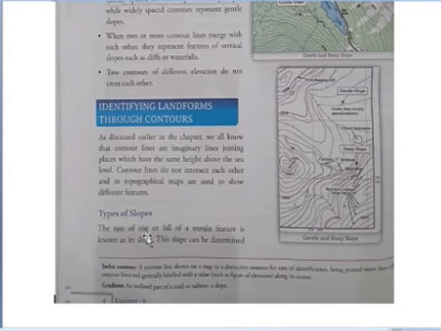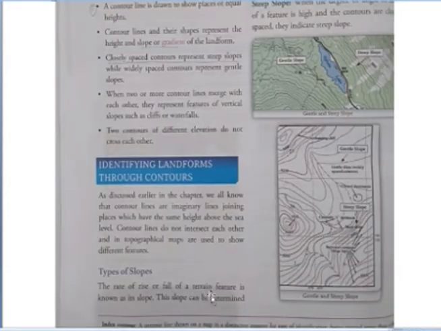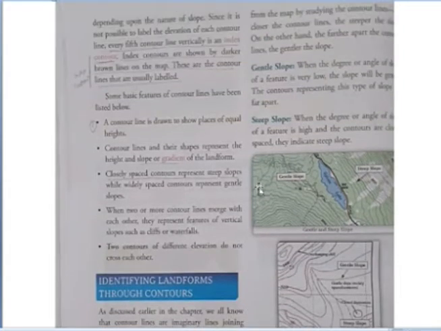Types of slopes. The rate of rise or fall of a terrain feature is known as its slope. Terrain feature means the type of land, whether it is a hill or a plateau or a plain. So this is known as a terrain. The rate of rise or fall of a terrain feature is known as its slope. This slope can be determined from the map by studying the contour lines.